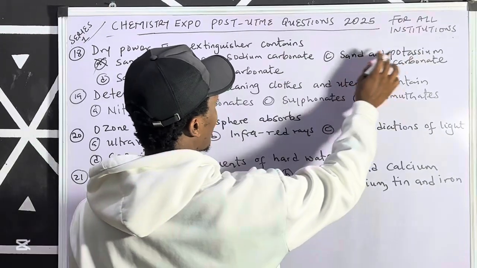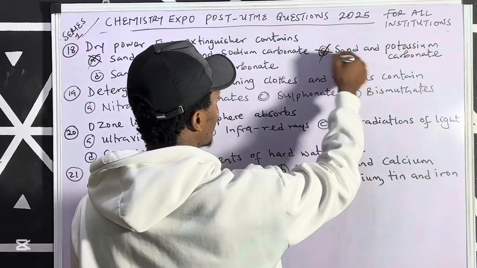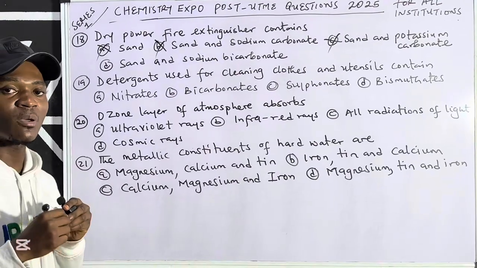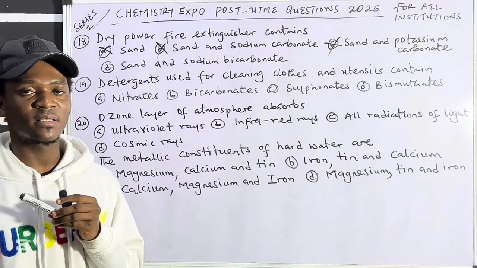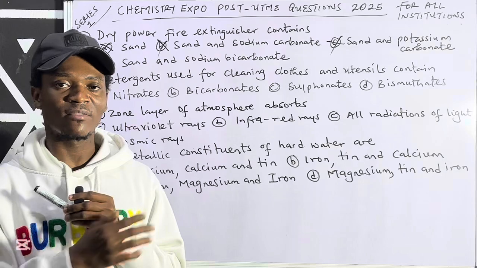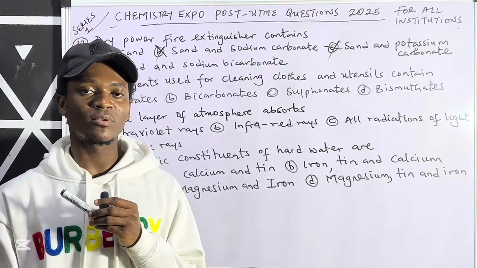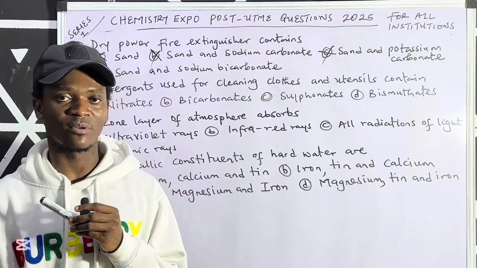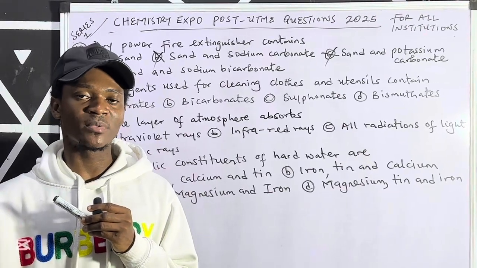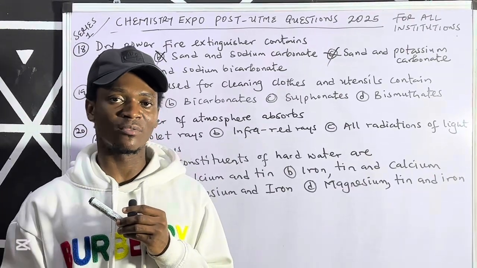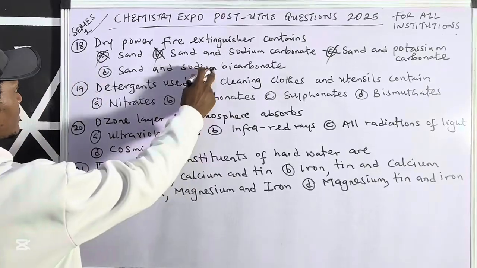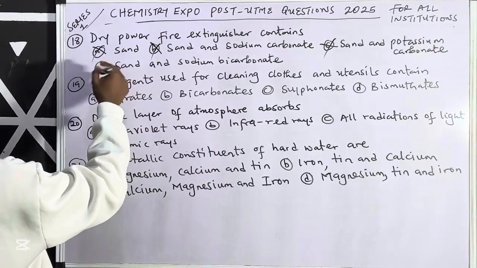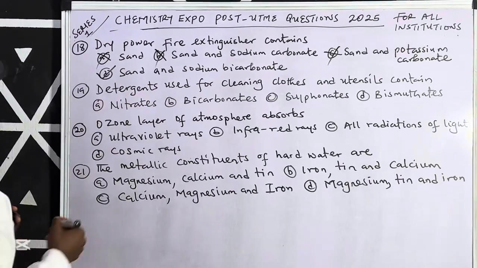Then C, sand and potassium carbonate. This is still out because this is also heat stable. Then sand and sodium bicarbonate. Sodium bicarbonate is sodium hydrogen carbonate. I think one of the questions we have already attempted was the decomposition of sodium hydrogen carbonate, or sodium bicarbonate, the same stuff. At the end, we obtained CO2 being released as one of the products. So when you heat this, you obtain CO2. That's most likely to be the correct option. So the correct option is option D.